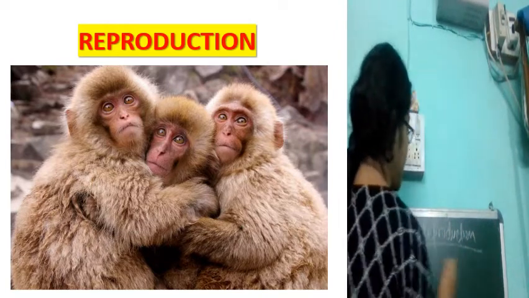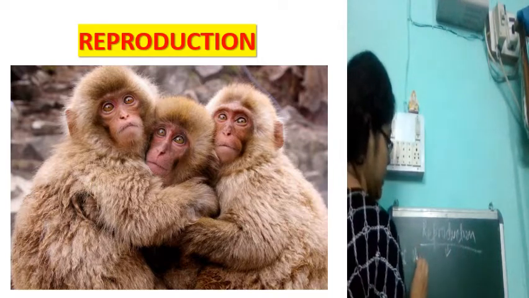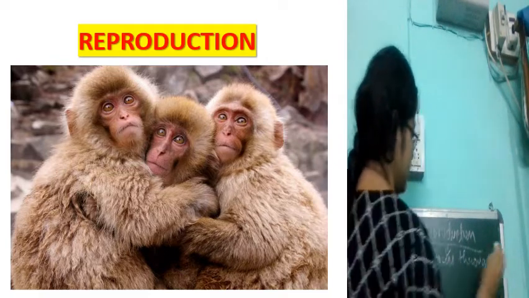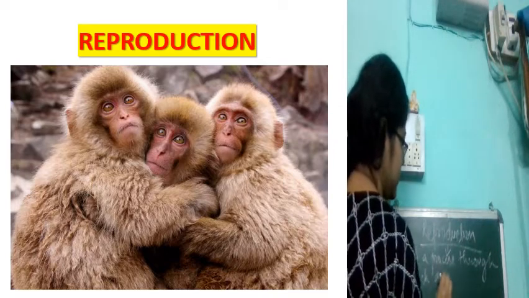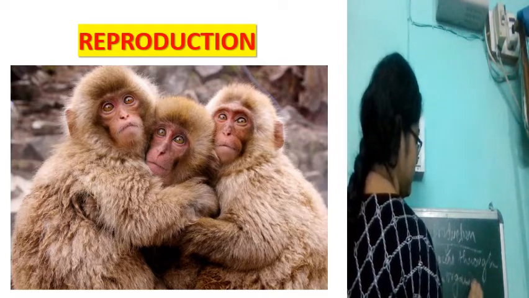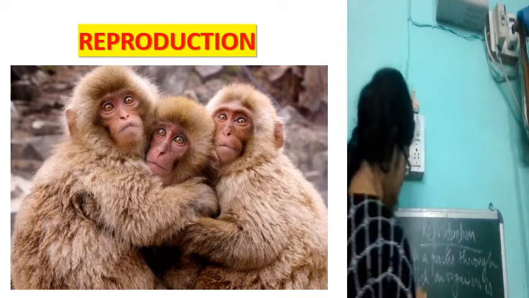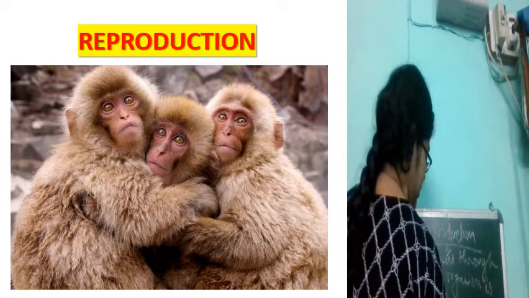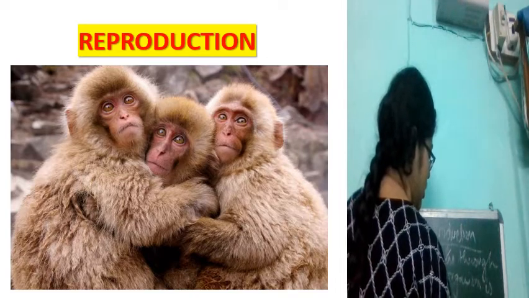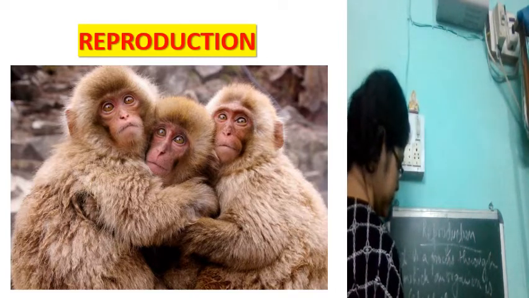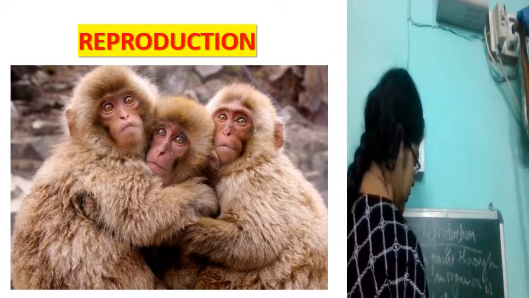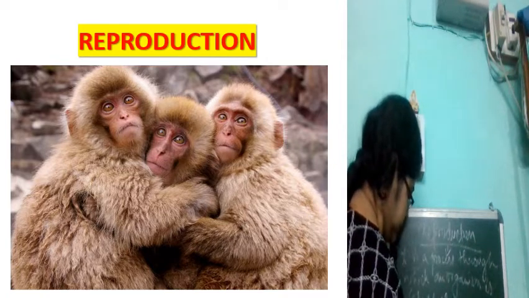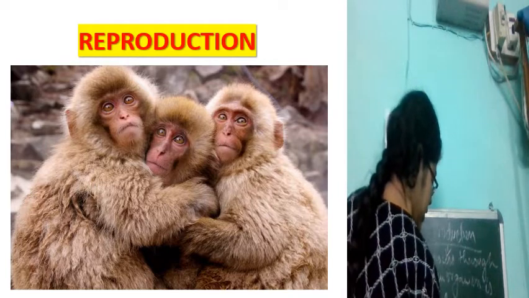So with this we can define reproduction as a process through which an organism is capable of forming or giving birth to their own species generation after generation.